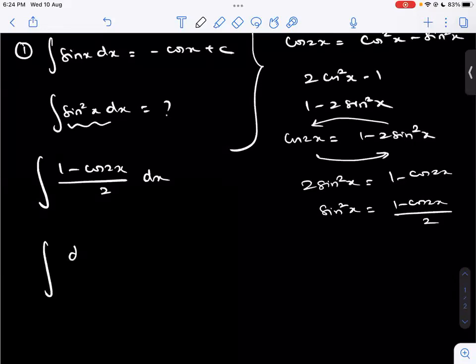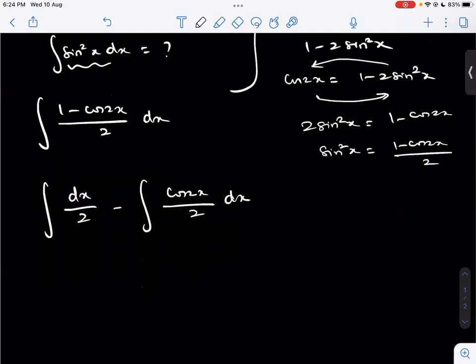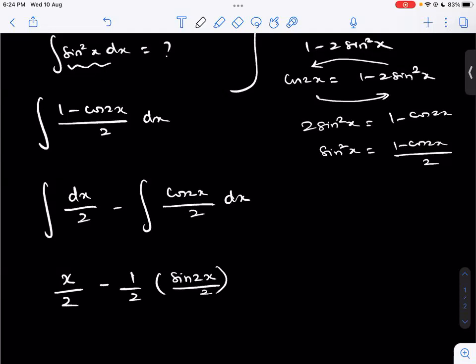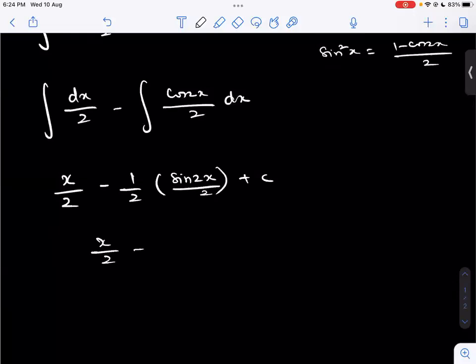So this will be integral of dx by 2 minus integral of cos 2x by 2 dx. So integral of dx is x, and you already have a 2 in the denominator, minus half into integral of cos 2x, which is sin 2x divided by 2 plus c. So the answer will be x by 2 minus sin 2x by 4 plus c.